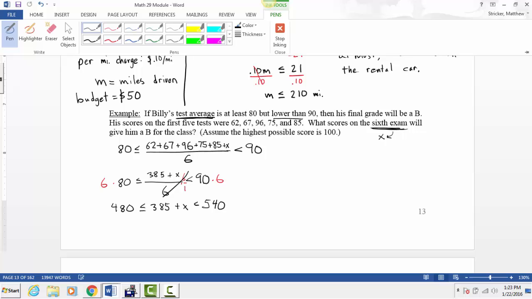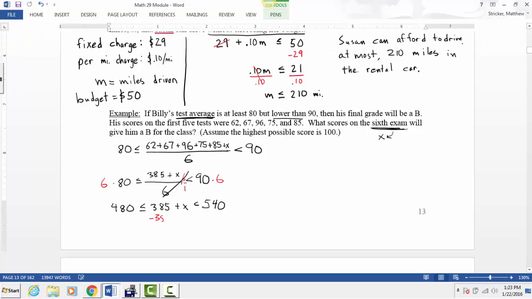And so now, when we want to solve for x, we're just going to subtract 385. And remember, with these, we subtracted everywhere. So we subtract 385 there. Subtract 385 there. So when we do that, 480 minus 385, that's 95. Cancel, so this is less than or equal to x, which is less than 540 minus 385. What's that equal to? That's 155.